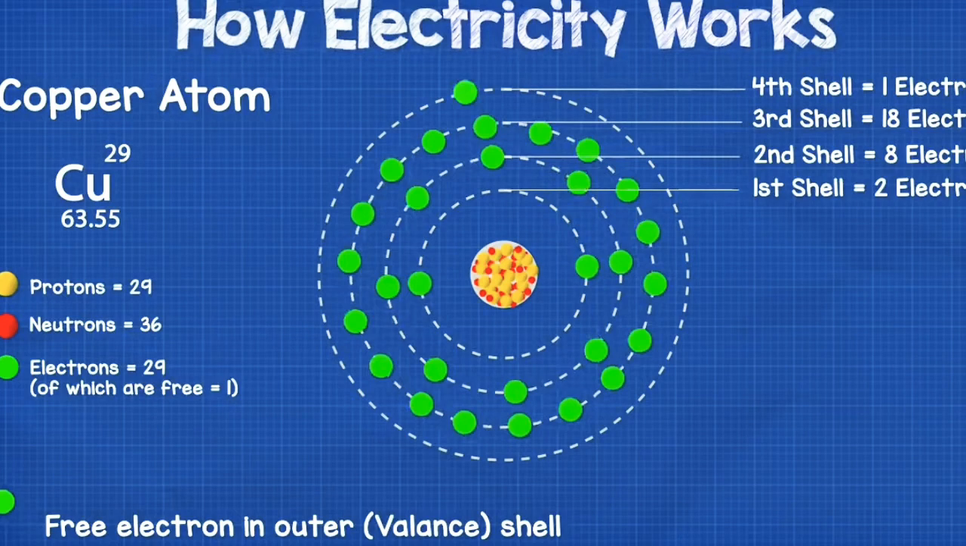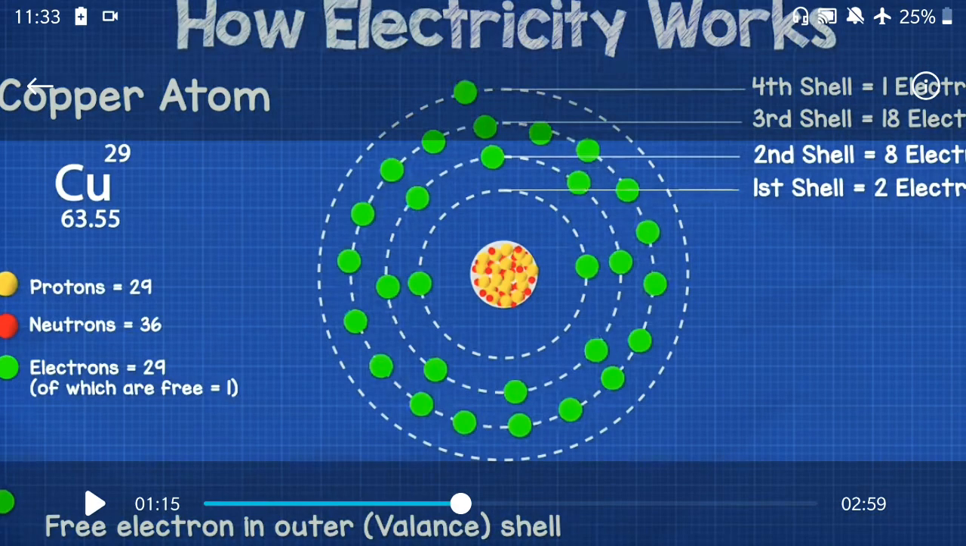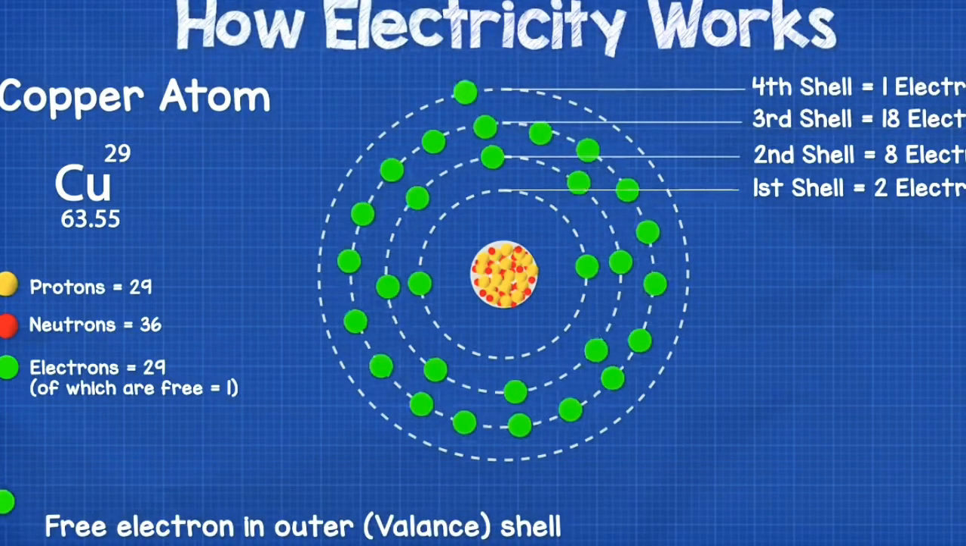So the first orbit can accommodate two electrons. The second orbit, 2 into 2 square, that is 8. It can accommodate 8 electrons. Likewise, for each orbit there is a specific number of electrons to be accommodated, and the outermost orbit or outermost shell which contains some electrons, those electrons are called free electrons.